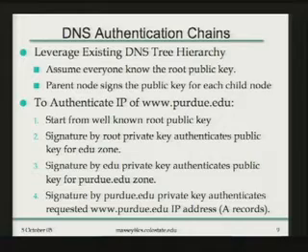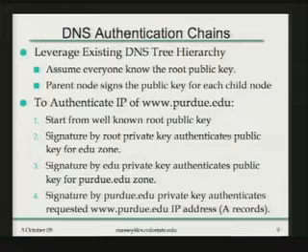So if I want to authenticate www.purdue.edu, I'm going to start from my well-known root key, and I'm going to ask for, what's the public key for edu? What I'm going to get back is the edu key plus a signature from root. So now I can authenticate edu. With the authenticated edu key, I can go off and ask for the Purdue edu key. Purdue edu is signed by its parent, edu. So now I can authenticate the Purdue edu key.